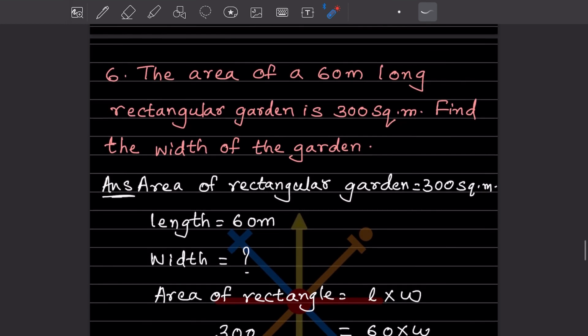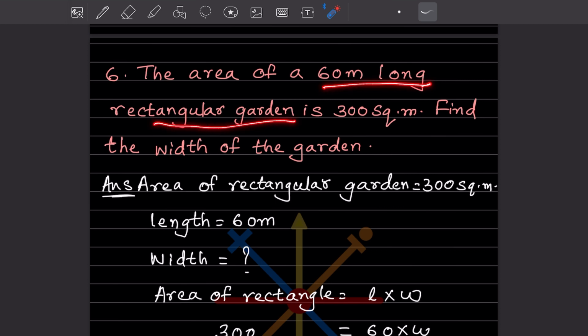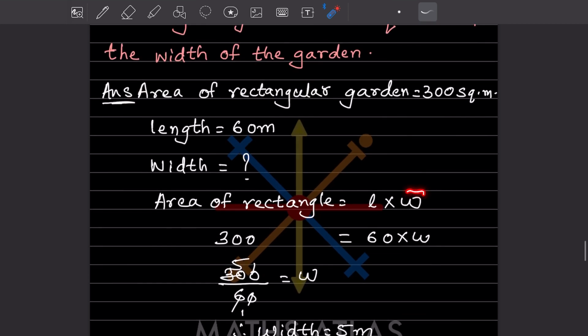Now the next one. The area of a 60 meter long rectangular garden is equal to 300 square meter. Find the width of the garden. So area of rectangular garden is given as 300 square meter. The length is given as 60 meter and we don't know the width. Width is nothing but the breadth. In some places they will give the width or they also give us the breadth. Both are the same. So we are going to use the same thing, but here just because the width is given, let us write W instead of writing B. Rest everything is the same. Area of rectangle, length into width.